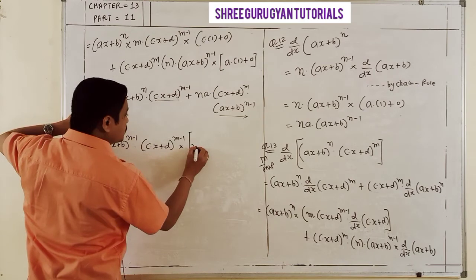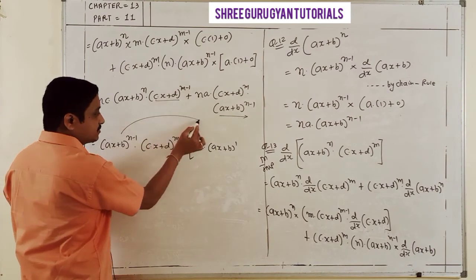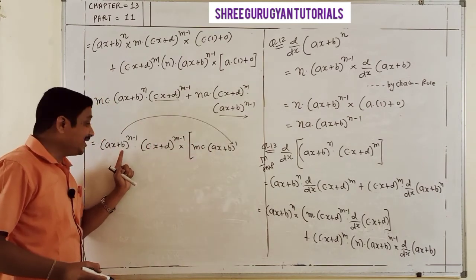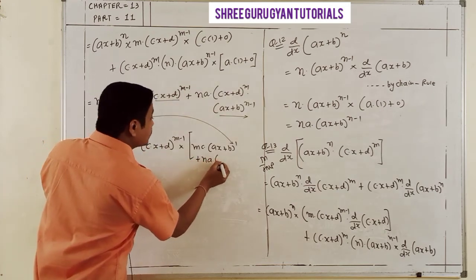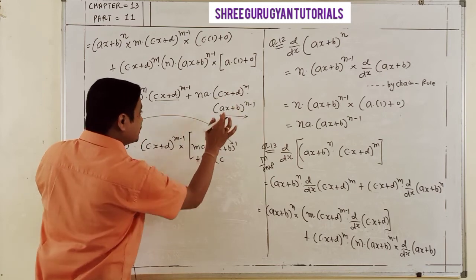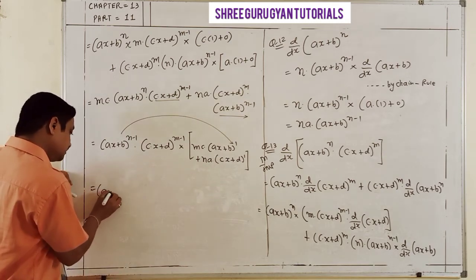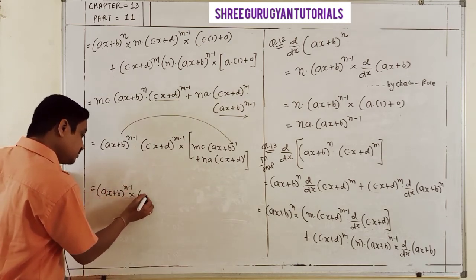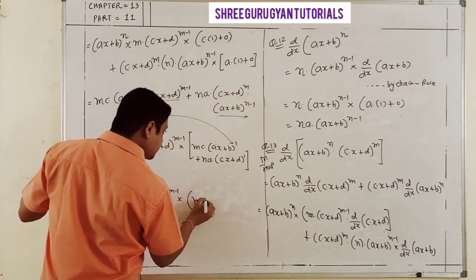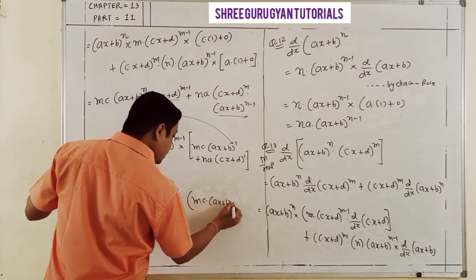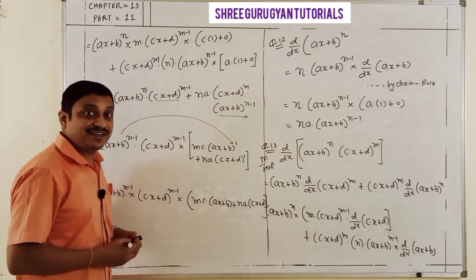Here the remaining are m c (ax + b) raised to 1. Check, this power and this power have the same base, so the powers add: n minus 1 plus 1 becomes n. Plus n a; here the least power is taken as common, so the remaining is (cx + d) raised to 1. So indirectly my numerical is done. (ax + b) raised to n minus 1, (cx + d) raised to m minus 1, times [m c (ax + b) + n a (cx + d)], and that is your final answer, students.